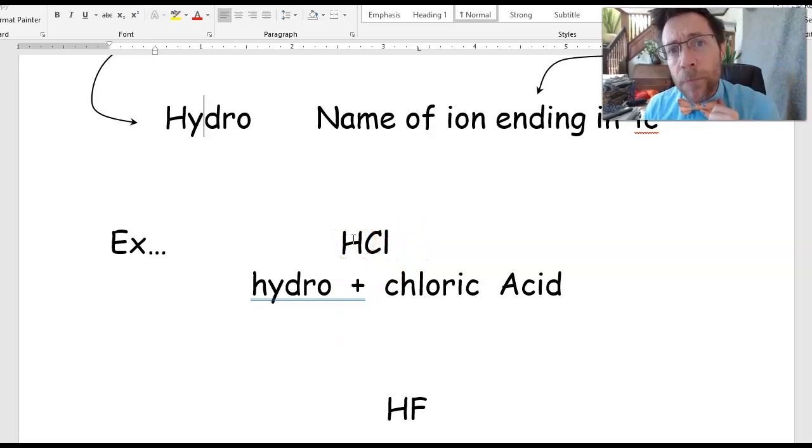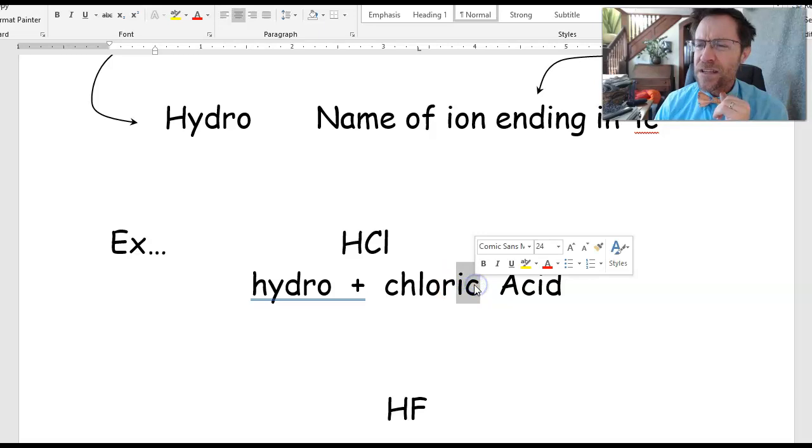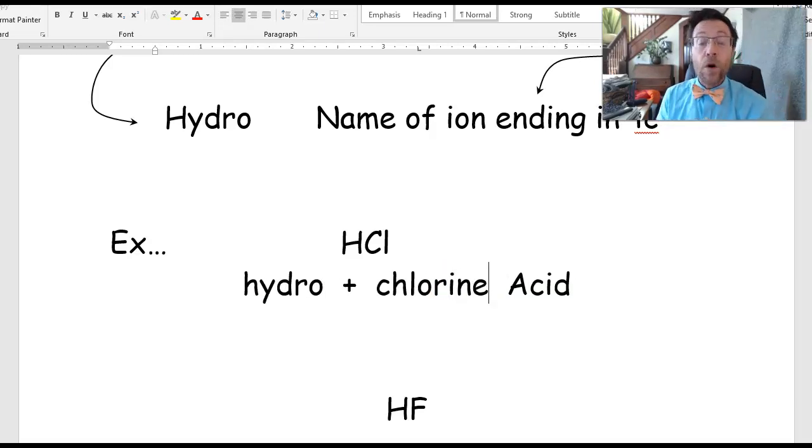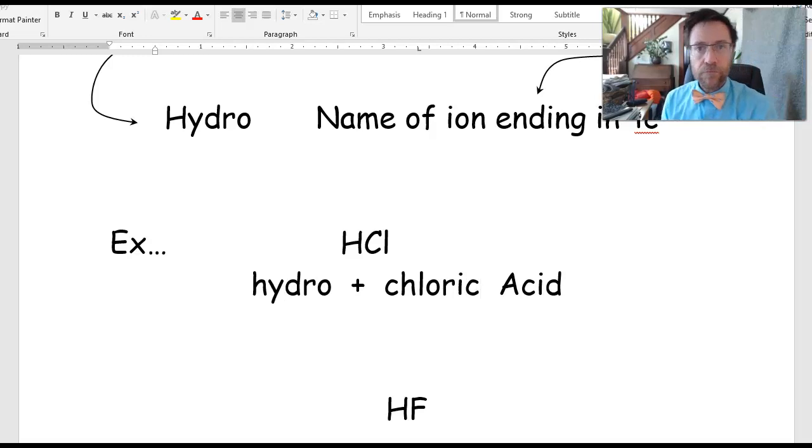So this good old HCl, that's binary too. Anytime it's binary, you start with hydro. And now here's kind of what happened. How do you spell chlorine? C-H-L-O-R-I-N-E. All right, it was chlorine, right? So you take that ending, that "ine," and turn it to "ic." That's it, hydrochloric acid. You see how that works?